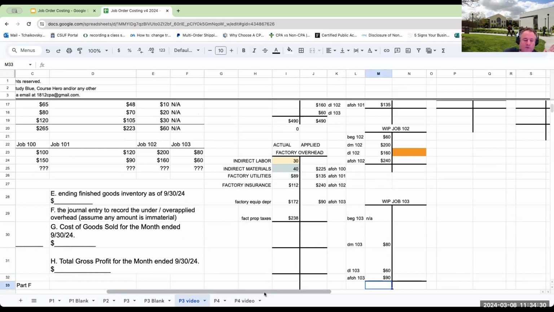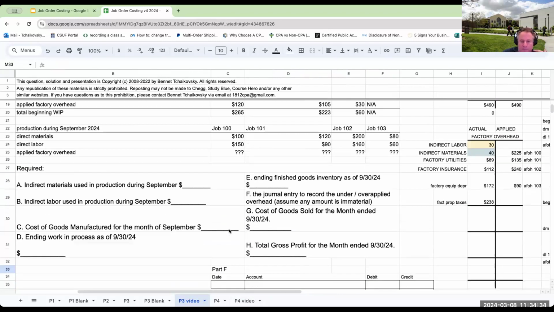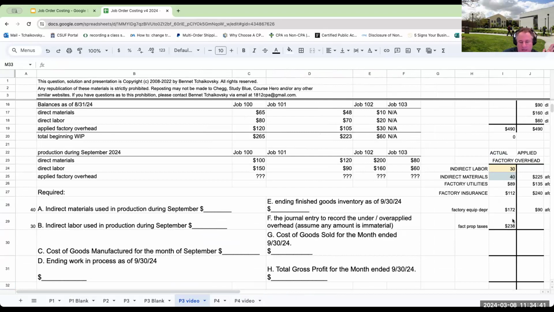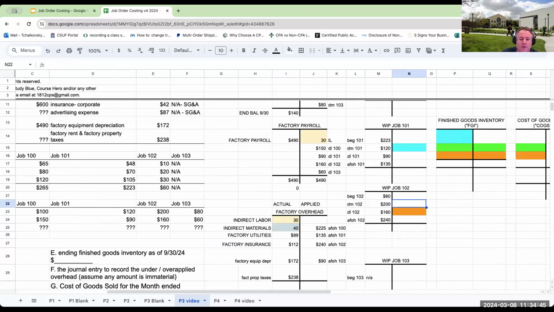Okay. So at this point in time, I have dealt with all of the information here, and I did do the computations for indirect labor and direct labor. But now let's go over here and do the rest of our journal entries.